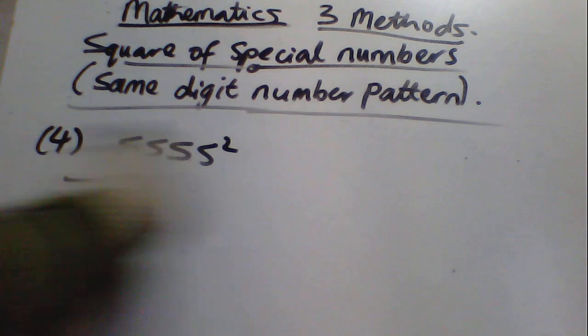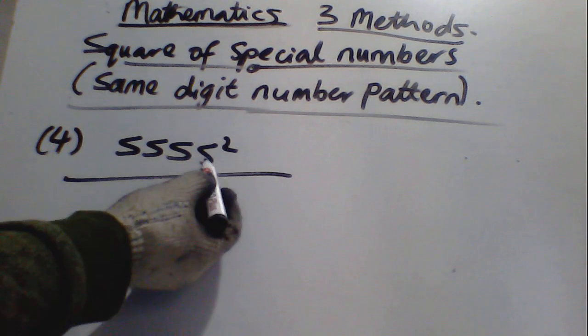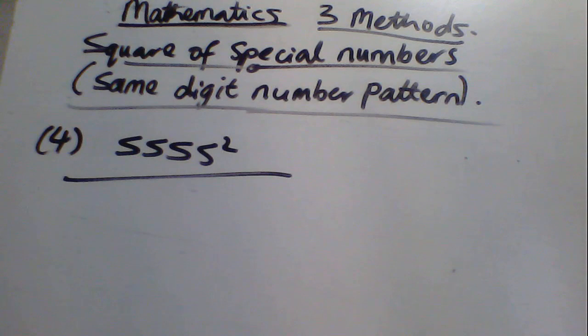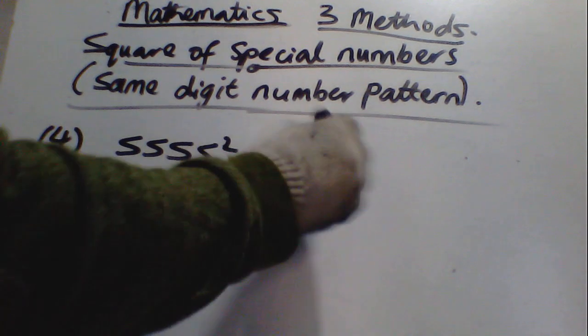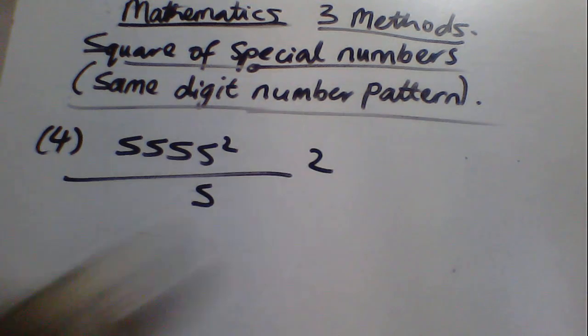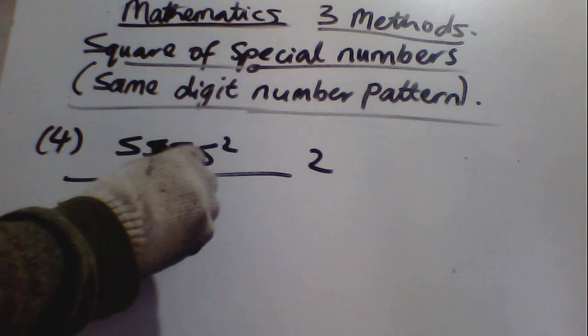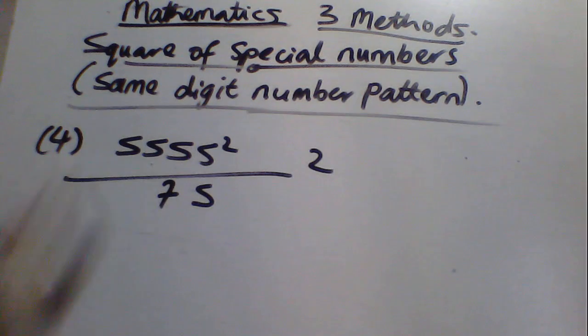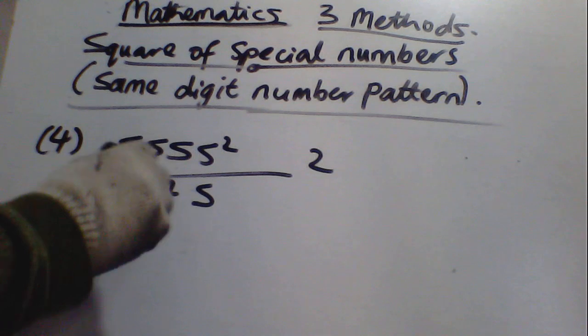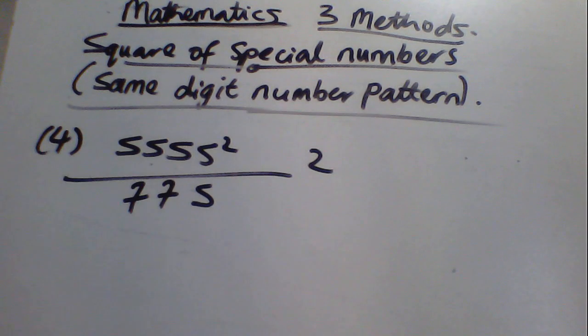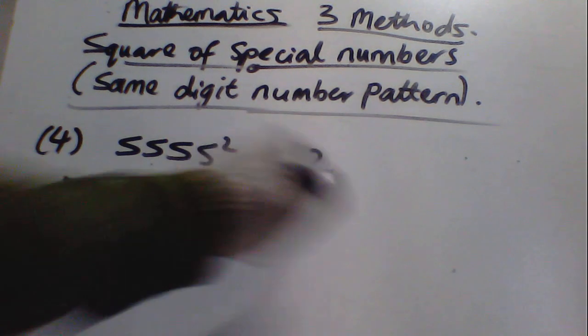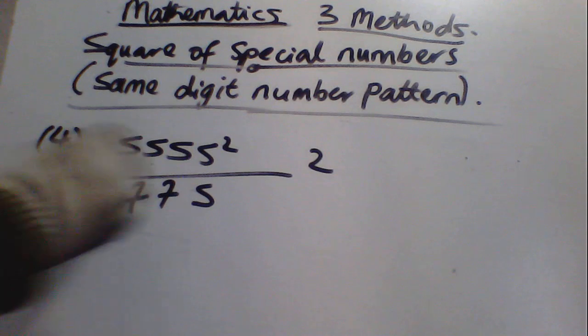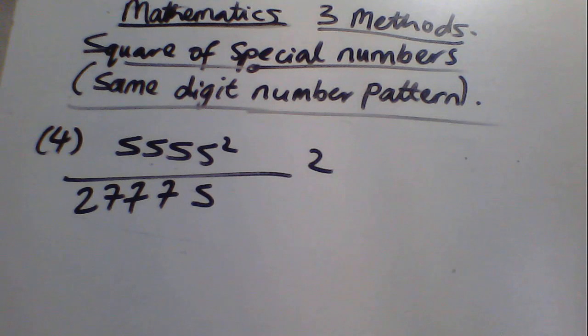The first thing you have to do is draw this line. Square the first number, which gives us 25. I write 5 and carry 2. Square the second one, 25 plus 2, 27. I write 7, carry 2. Square the third one, 25 plus 2, 27. I write 7, carry 2. Square the last one, 25 plus 2, 27. Once I have gotten it, that is all.